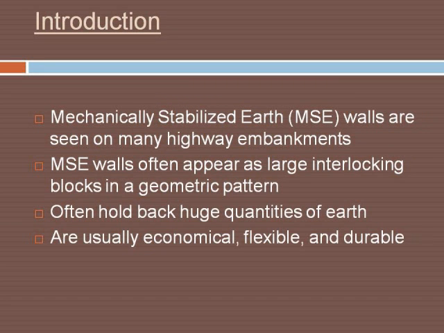Mechanically stabilized earth walls are seen on many highway embankments across Idaho. They often appear as large interlocking block patterns. As you go down the freeway, you'll see them oftentimes in cuts. They hold back huge quantities of earth, and they're built because they're economical, they're flexible, and they're durable.